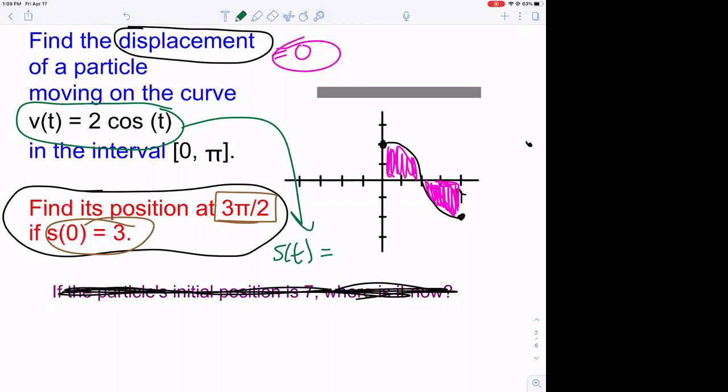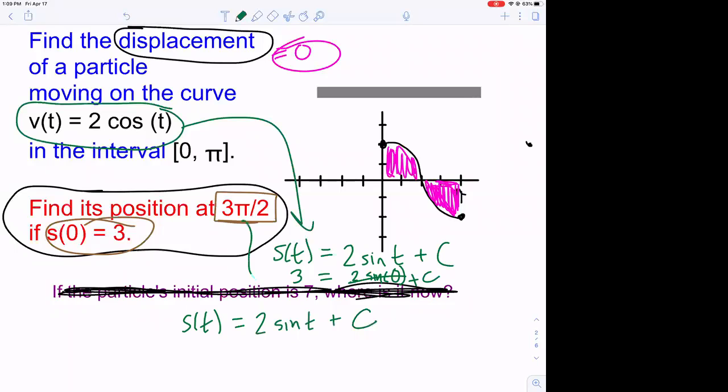And we can say, we have 2 sine t, which is what we said is backwards from 2 cosine t plus c. And now I plug in 0 and 3, but when I plug in 0 and 3, times 0 is 0, so this whole thing goes to 0 plus c. So s of t equals 2 sine t plus 3.